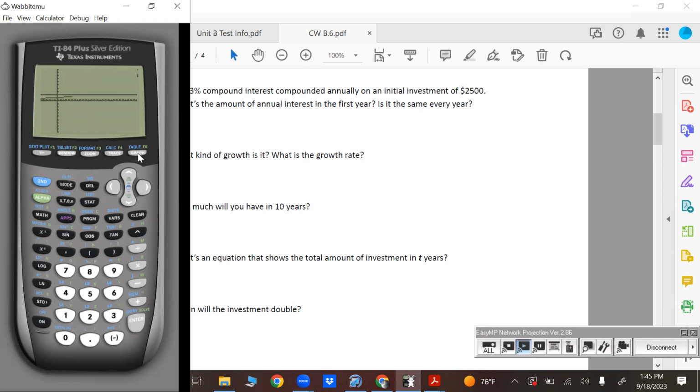Wait, is this a different problem? Same problem, I'm just doing it one more time. And now if I hit second trace, option 5, 1, 2, 3, you have to plug in 2 and 1. You get 23.45.